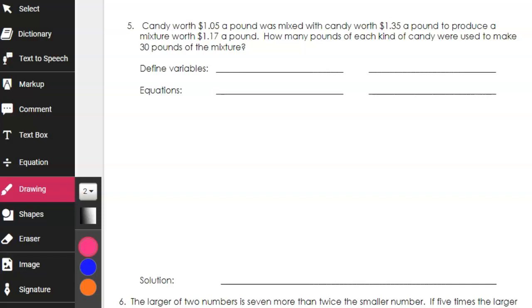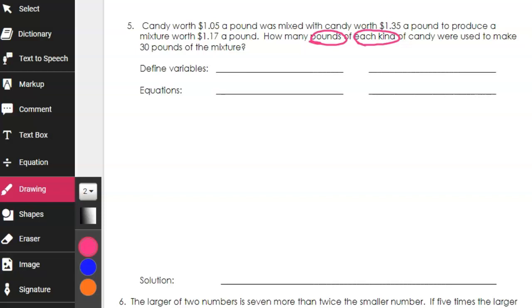On example 5, it says, candy worth $1.05 a pound was mixed with candy worth $1.35 a pound to produce a mixture worth $1.17 a pound. How many pounds of each kind, both kinds, of candy were used to make 30 pounds of the mixture?